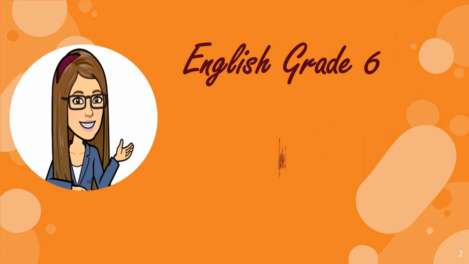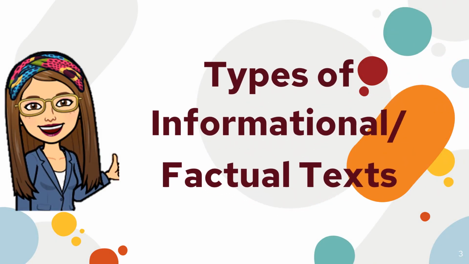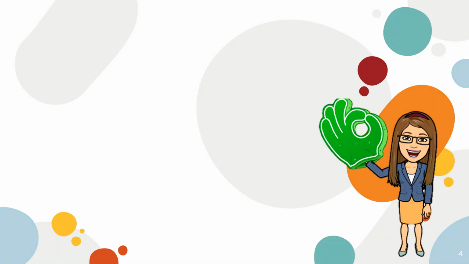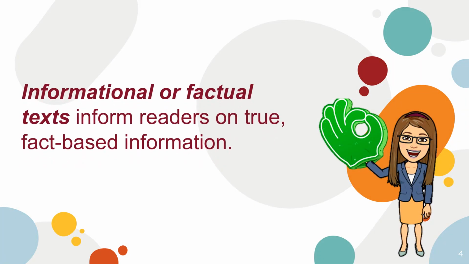English Grade 6, Quarter 2. Types of informational, factual text. Informational or factual text informs readers on true, fact-based information.